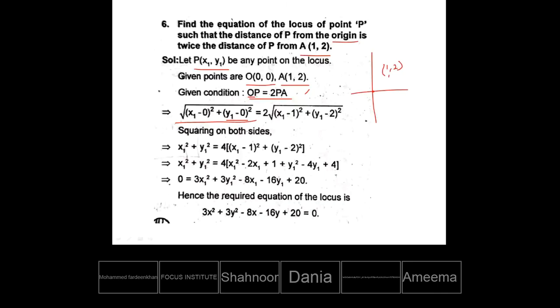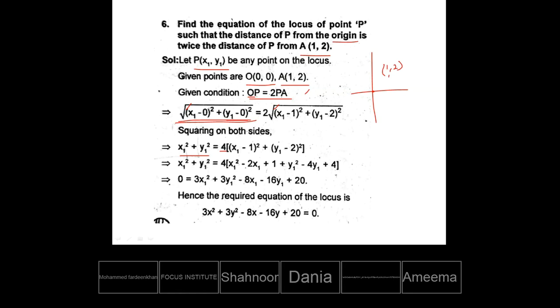So let's continue. The given condition was OP is equal to 2 into PA. So what is OP? OP is nothing but root of (x1 minus 0) whole square plus (y1 minus 0) whole square is equal to 2 into root of (x1 minus 1) whole square plus (y1 minus 2) whole square. If we square on both sides, these two roots will be cancelled and the 2 square will become 4.